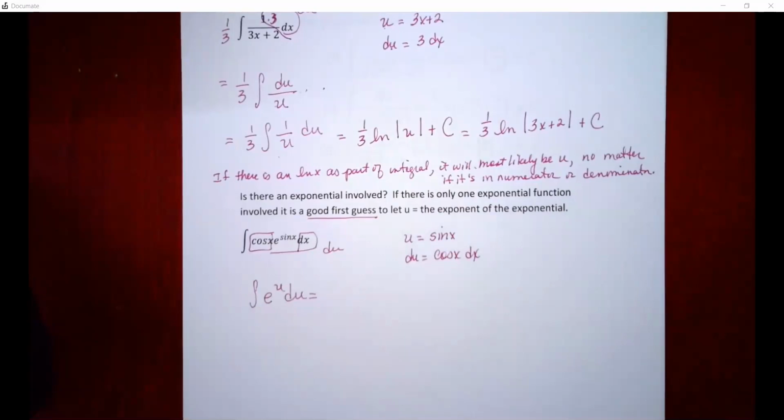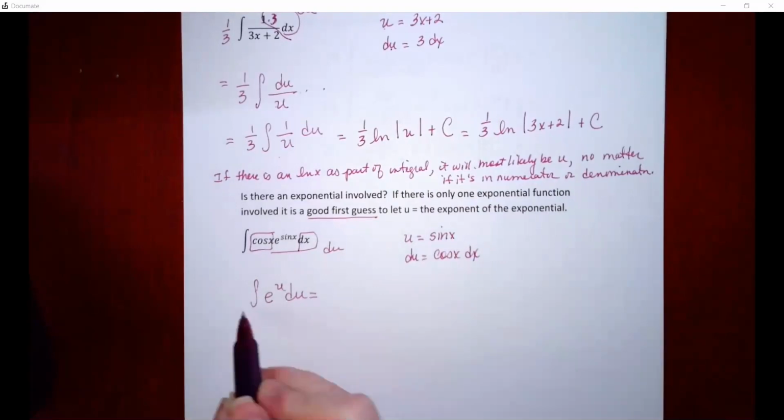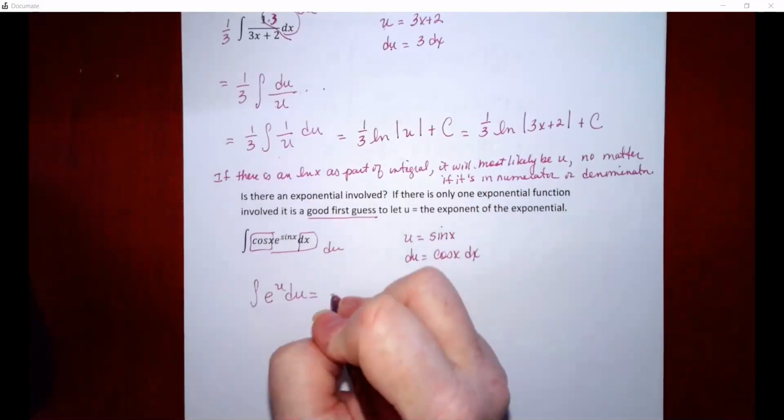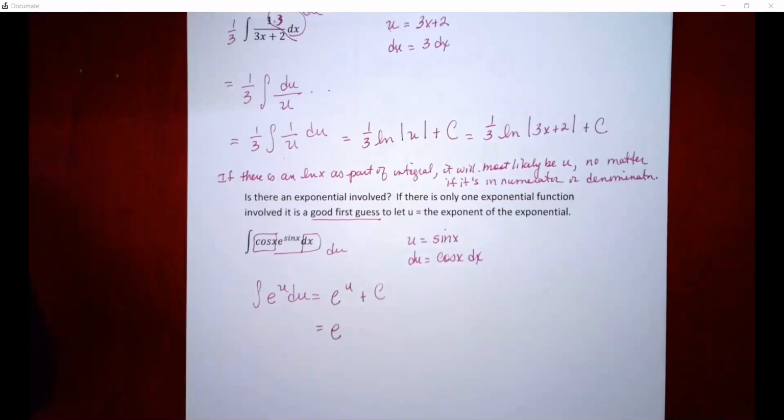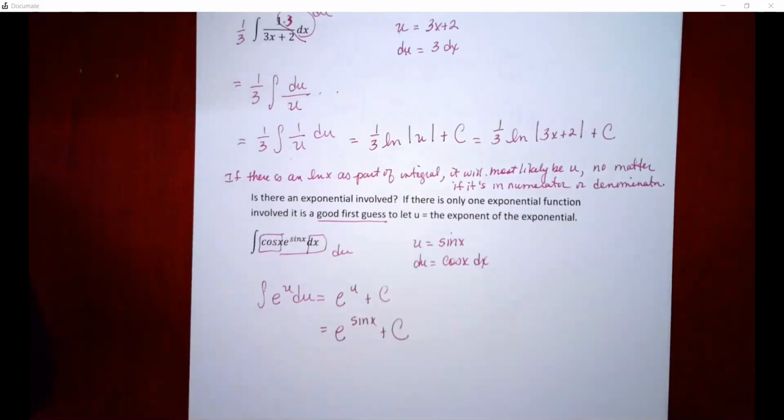E to the u. Itself, exactly. And we love e to the u because it's its own derivative, it's its own integral, it's fabulous. So the integral of e to the u du would be e to the u plus c, or in terms of the original variable, that would be e to the sine x plus c.